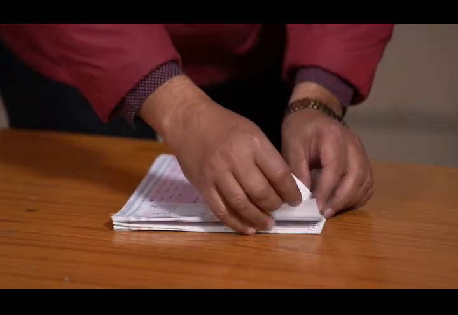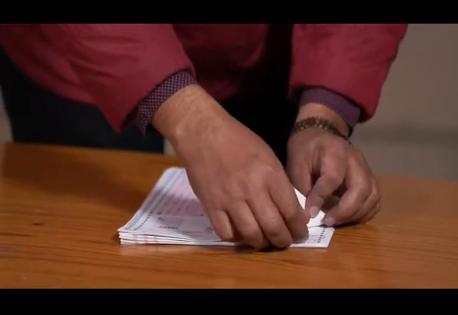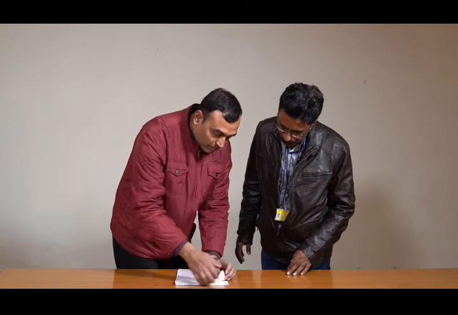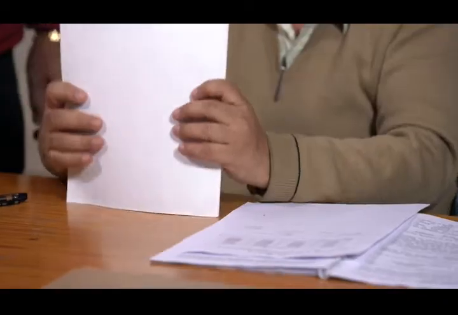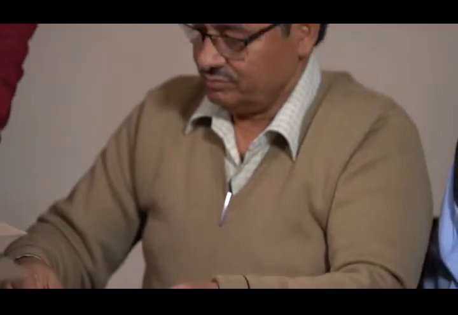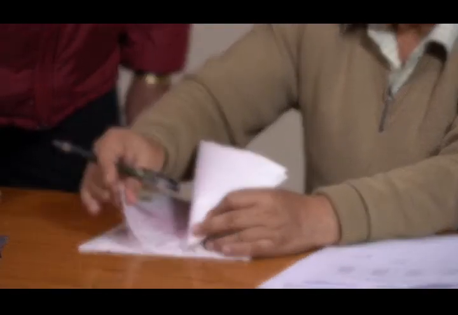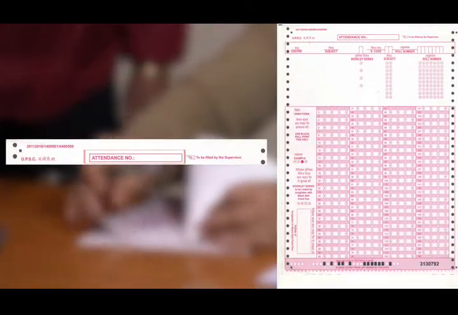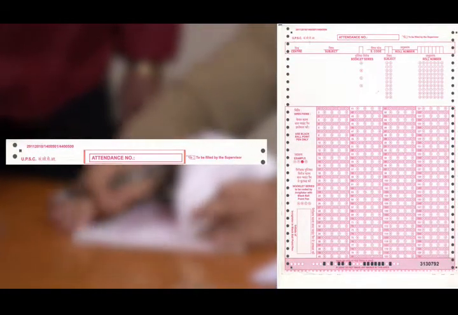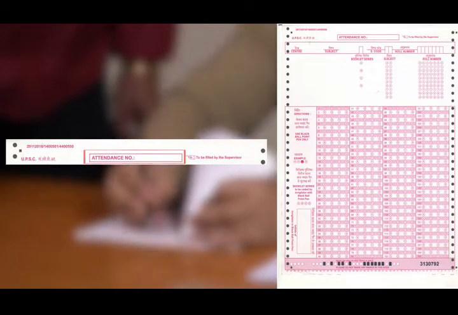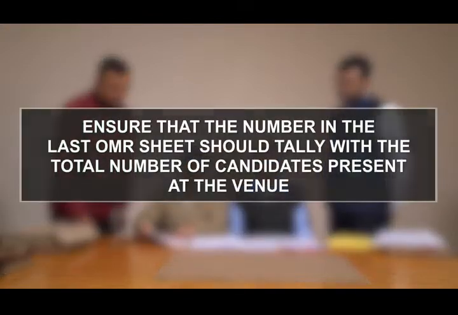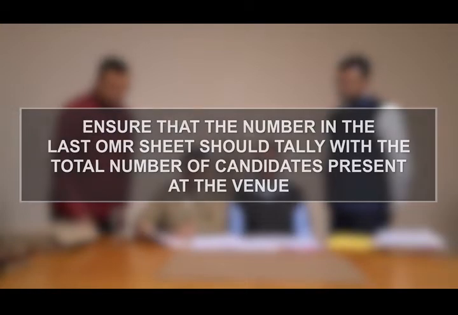After completion of each session, the used OMR sheets shall be deposited by the invigilators to the supervisor. The supervisor will arrange all the used OMR sheets in roll number order and thereafter fill the attendance number, which is the running serial number, at the top of the OMR sheet. This number is to be filled by the supervisor only. Ensure that the number in the last OMR sheet should tally with the total number of candidates present at the venue.